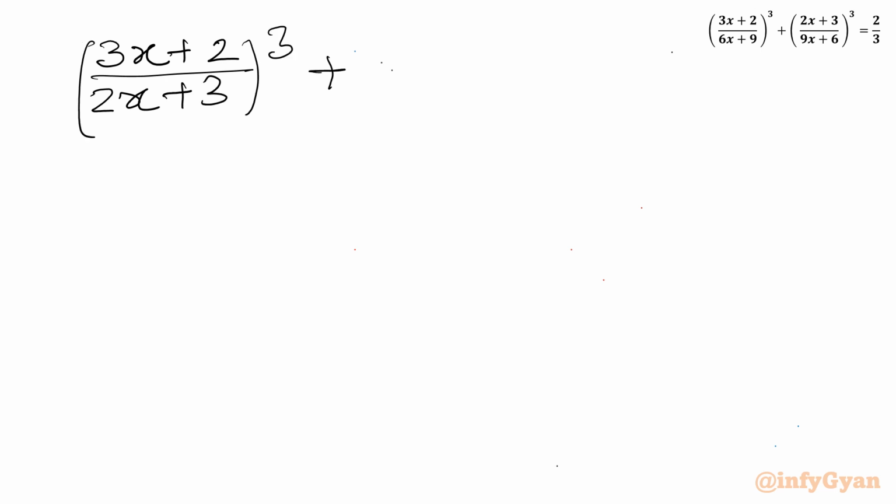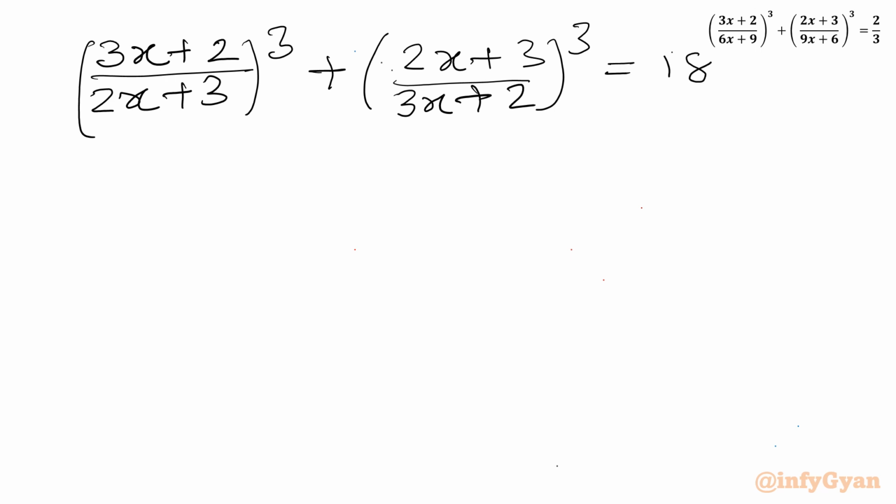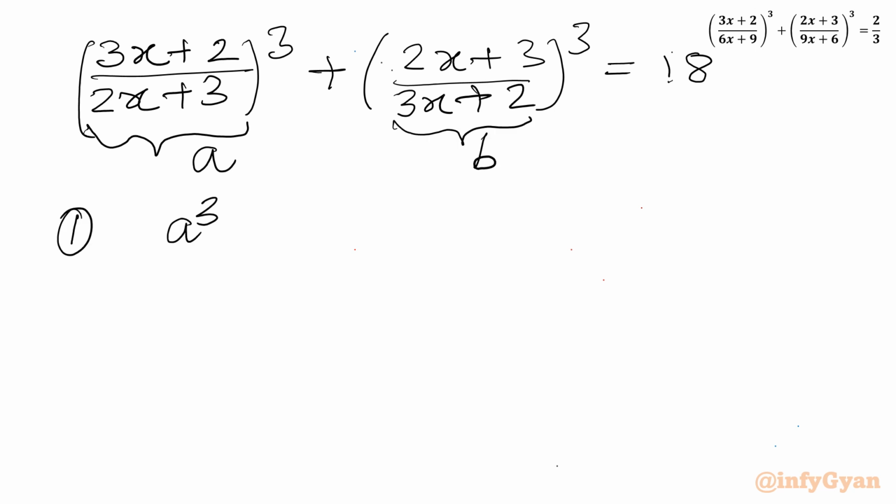Let us write here 3x plus 2 over 2x plus 3 whole cube plus 2x plus 3 over 3x plus 2 whole cube equal to 18. Let us say this bracket is equal to A and this bracket we will call B. So I can write my first equation. It will be A cube plus B cube equal to 18.